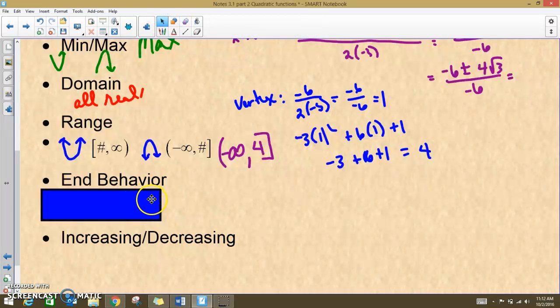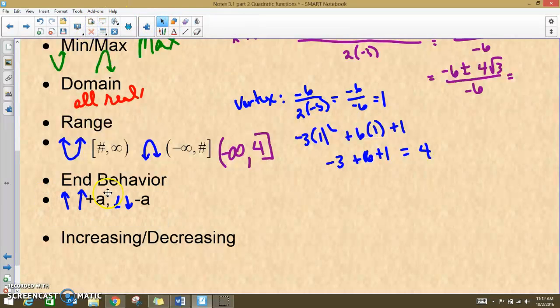Okay, the ending behavior, you can either eyeball your graph, or if your A is positive, both arrows are going to point up. If the A is negative, both arrows are going to point down. And since our A was a negative 3, our arrows are going to be pointing down. So that's our ending behavior.